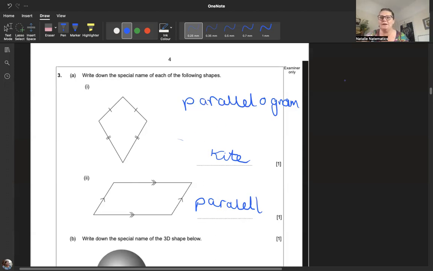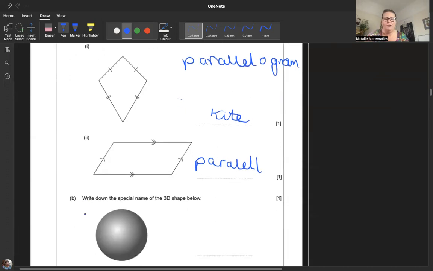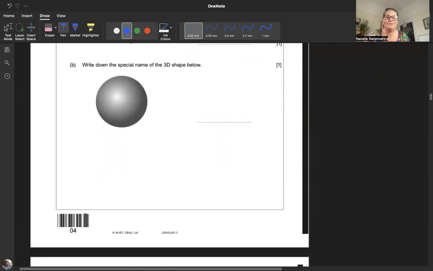Something says saved offline area. I'm not sure what that one was. Okay, right. Right, 3D shape.